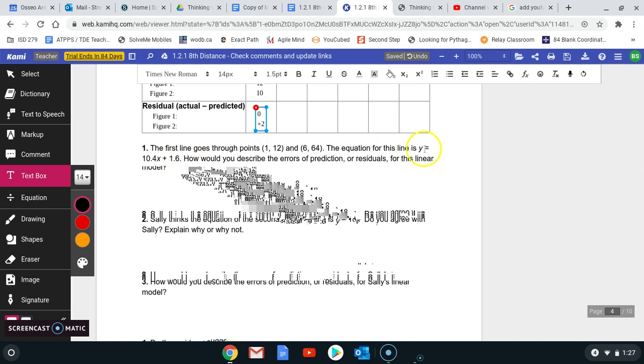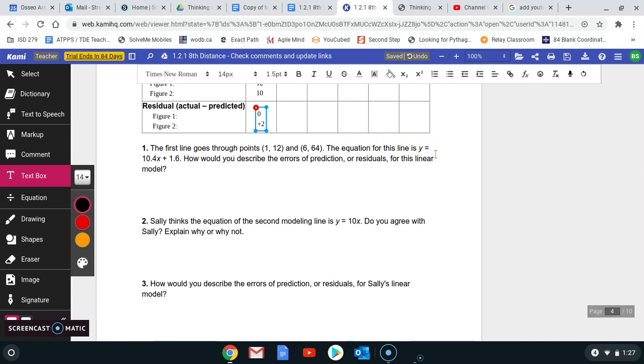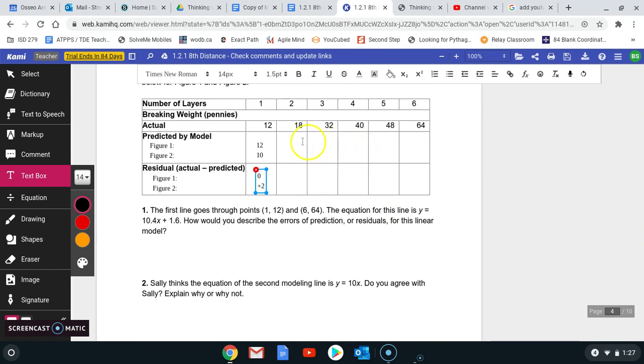Number 1 says the first line goes through points (1, 12) and (6, 64). The equation for this line is y equals 10.4x plus 1.6. How would you describe the errors of prediction or the residuals for this linear model? So you're going to need to figure out what the residuals are for figure 1, and then look and see if there's a pattern or if there's anything that stands out to you about these residuals.